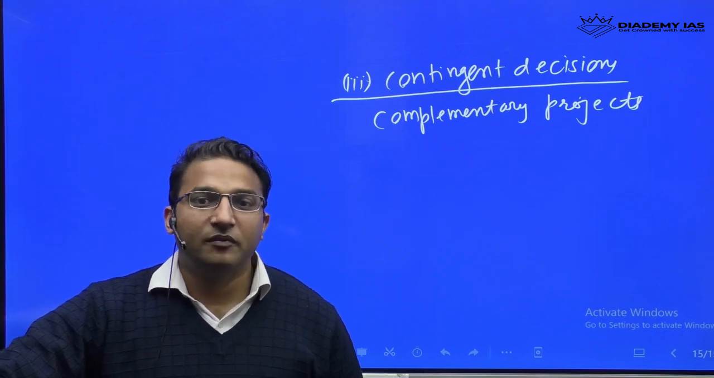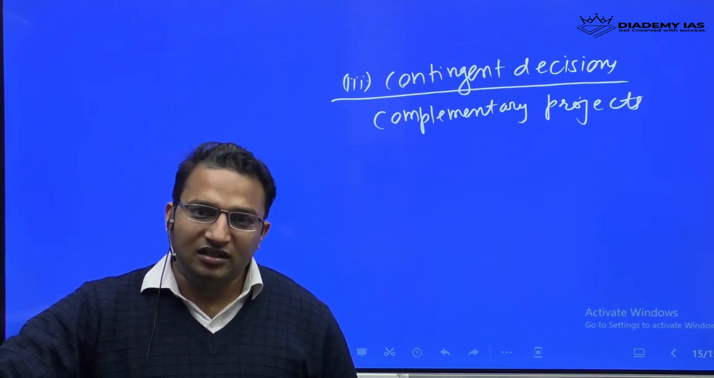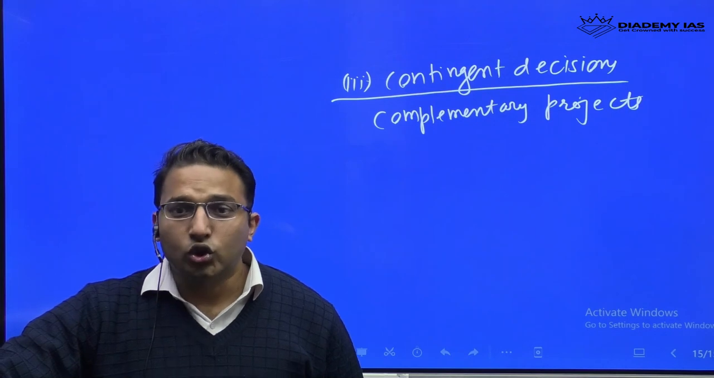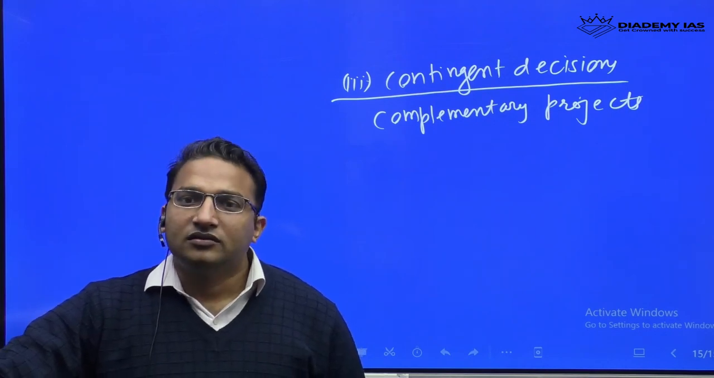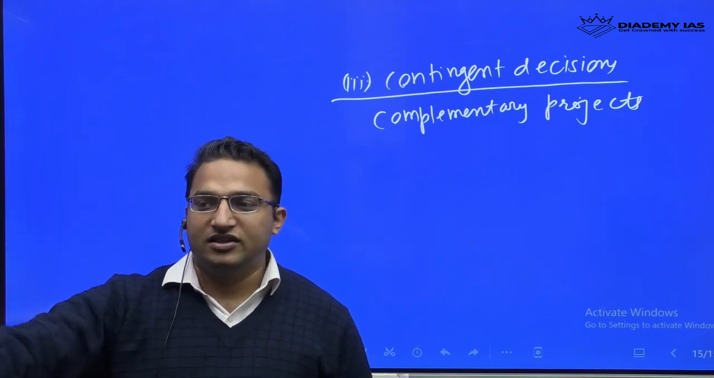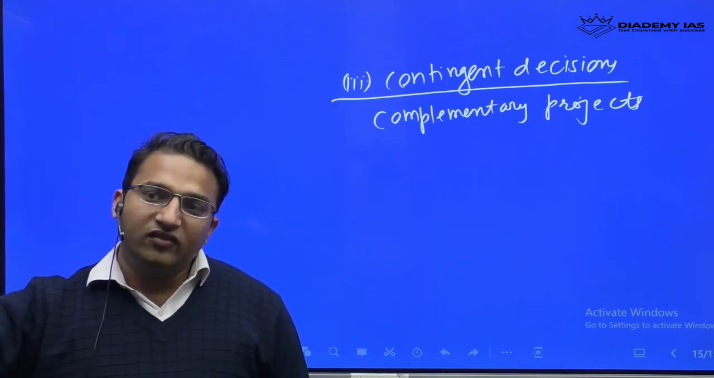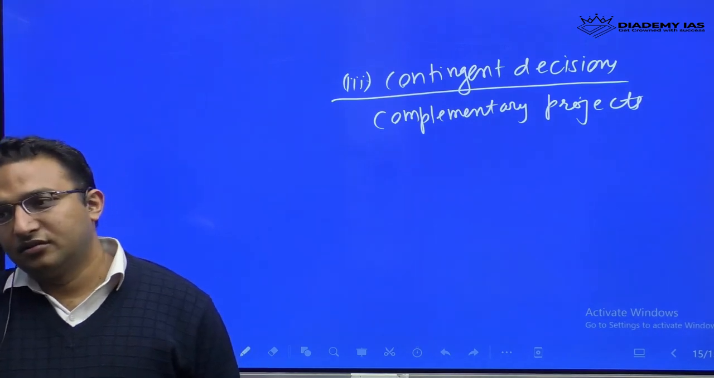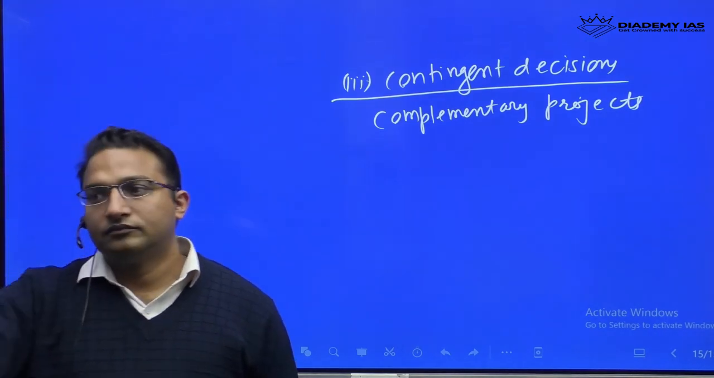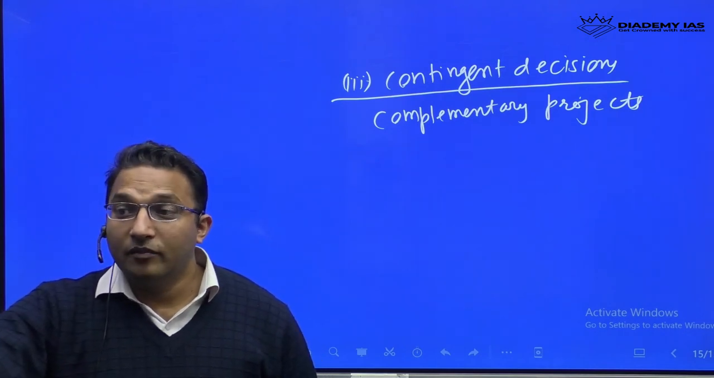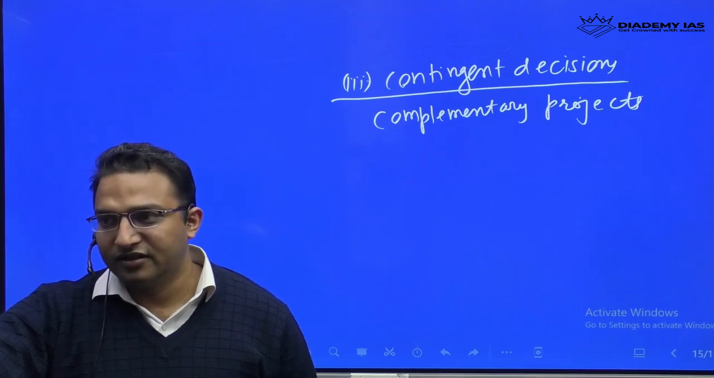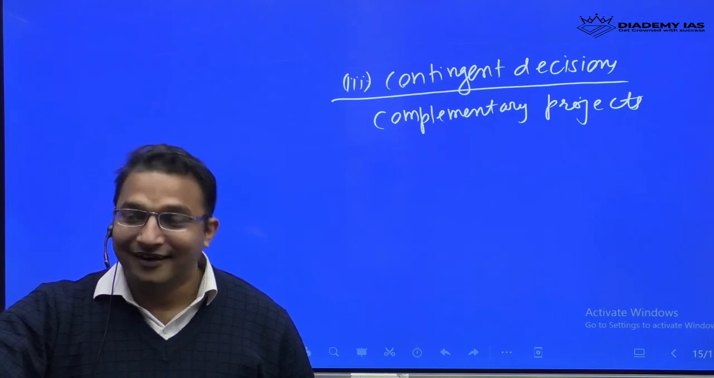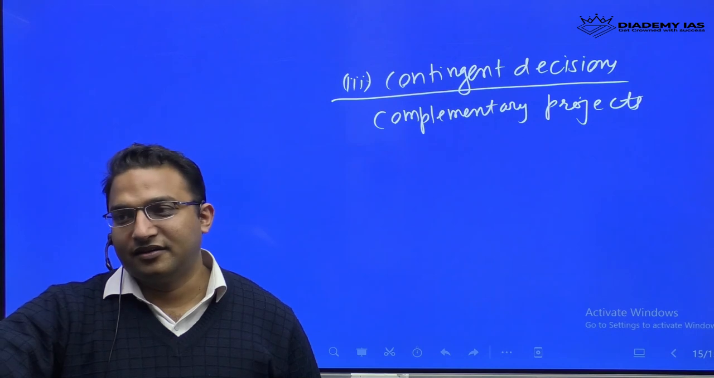Both will be measured and evaluated simultaneously, and then the decision will be based upon whether the other is acceptable or not. Suppose we don't have the water supply and the cost of water supply comes to be very heavy. Then we may even reject the power plant decision, because even though the power plant is feasible, the water supply for the power plant is not feasible. So both are complementary, meaning dependent upon each other. Contingent means it may or may not happen based upon the other project. Without that, this may not happen. Both are interdependent.